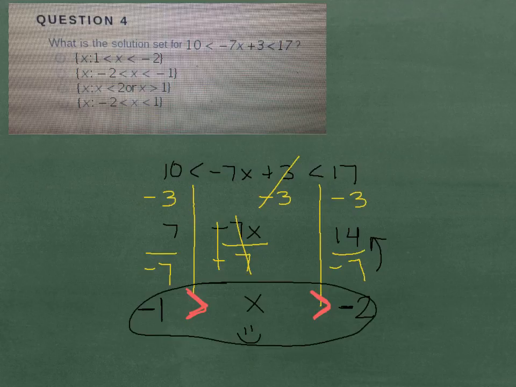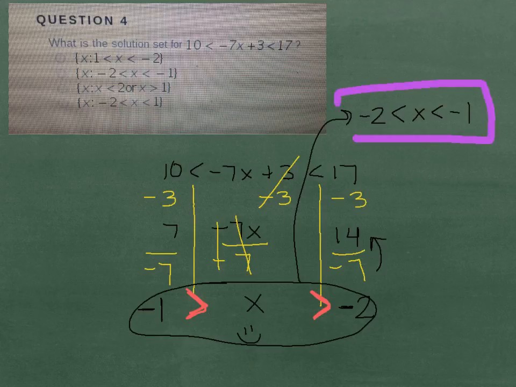So our answer is going to be the negative 2 first because it's smaller. Then you switch the inequality. Because you're switching the numbers, you have to switch the inequality. And then the negative 1. This is the answer in the correct format. So this is our final answer. Which answer choice looks like this? The second one does. So our answer is the second one. Let's move on to the next question.